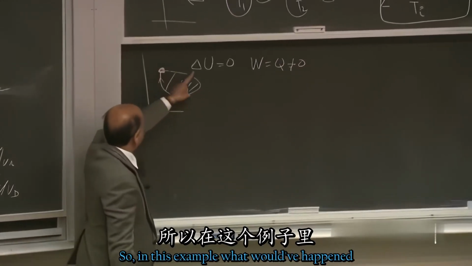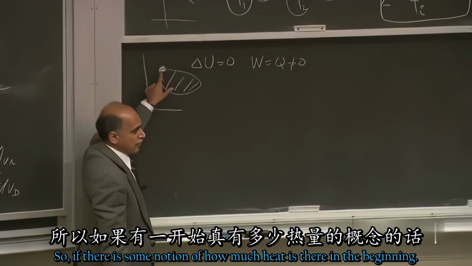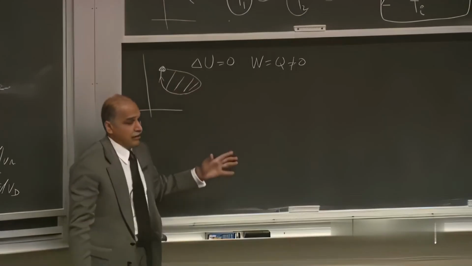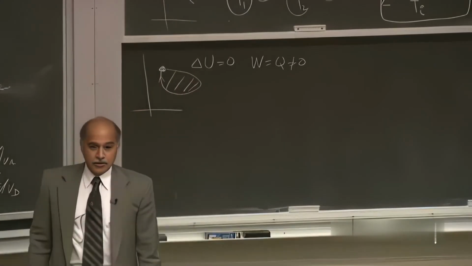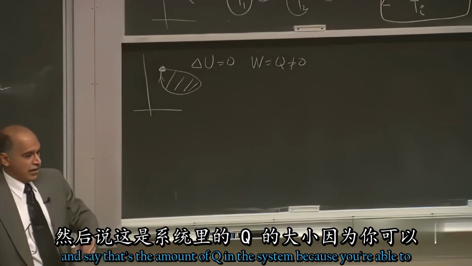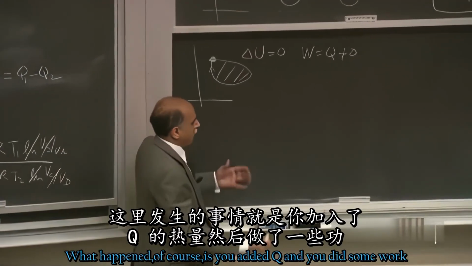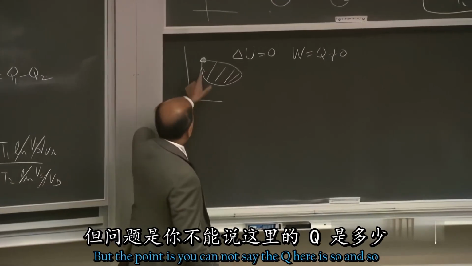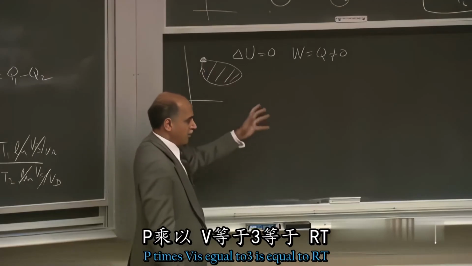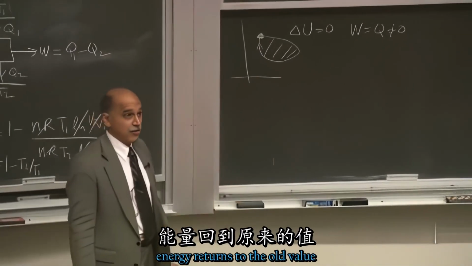So in this example, what would have happened is you would have added heat Q to the system. So if there is some notion of how much heat is there in the beginning, you got that plus the Q that you added. And yet you're back to where you are. Therefore, you cannot define something and say that's the amount of Q in the system, because you're able to add Q to the system and bring it back to where it is. What happened, of course, is you added Q and you did some work. But the point is, you cannot say the Q here is so-and-so, but you can say the energy here is so-and-so, because if you come back to the same point, P times V is equal to RT, and the internal energy of a gas is proportional to T. So the energy returns the old value.